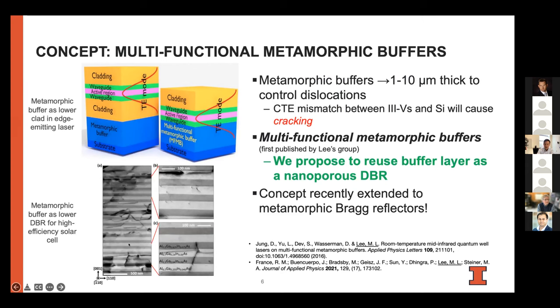Okay, so we have this idea to use the metamorphic buffer layer to get additional functionality. It could be like a Bragg reflector. It could be a lower clad. It could also become porosified. And that's one of the exciting things that hopefully we want to start pushing into. Okay. And I'll mention a little bit more, and then Kent is going to show some calculations about where nanoporous materials could play a role.